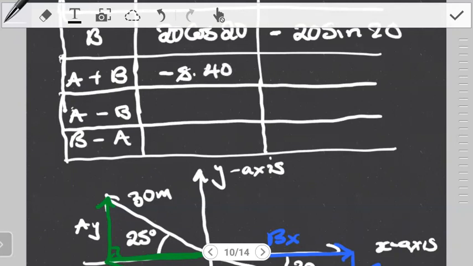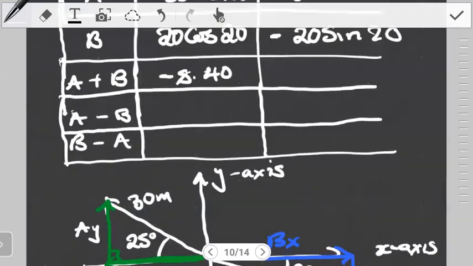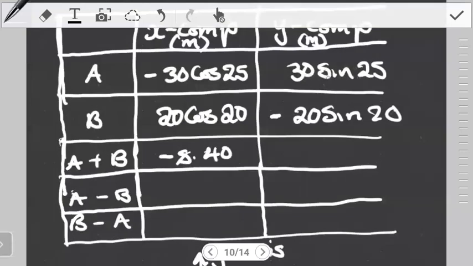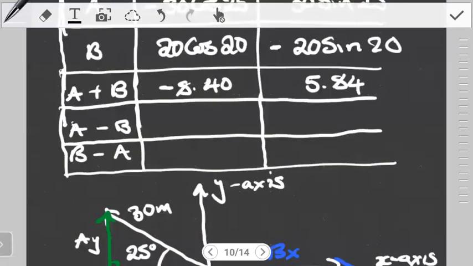The next thing is I'm now going to do the same for the y component. So again, I'm adding. I'll add 30 sine 25 plus negative 20 sine 20. I'll use the same method. You should see that this comes out as 5.84. Now these are the components of A plus B, the components of the sum of the two vectors.